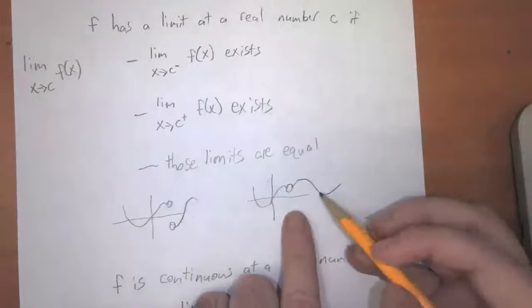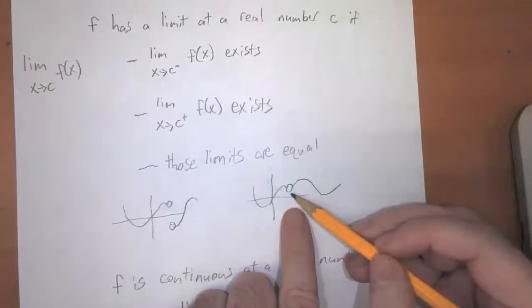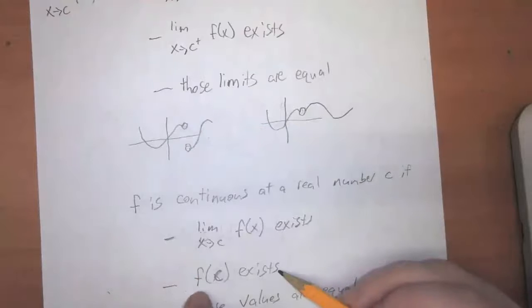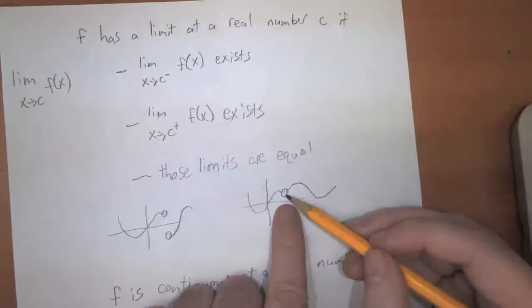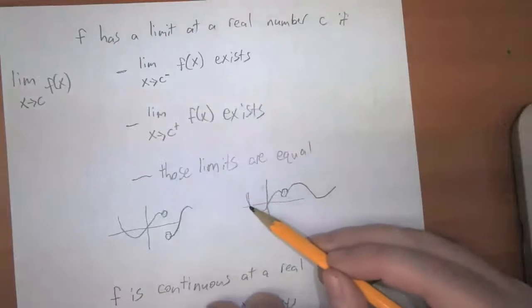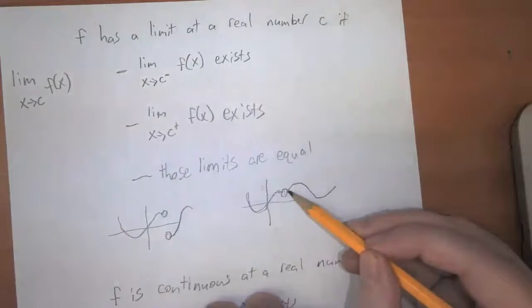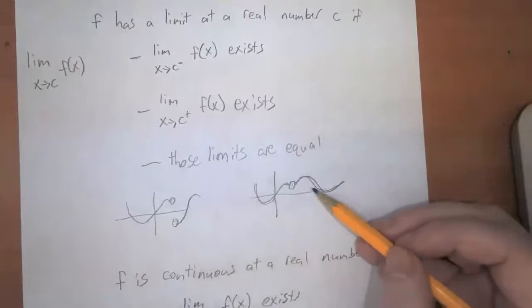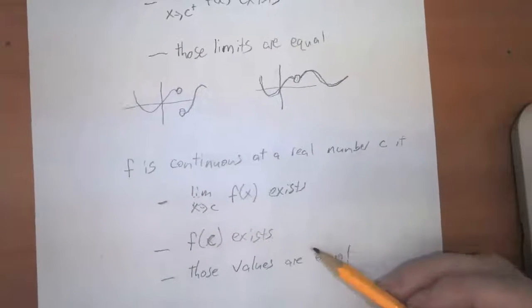Our case two is this function right here. Even though there is a limit, so this matches our first definition, it doesn't match our second definition because the function isn't defined here. We've got an open circle. So when we're drawing this function, we have to skip over it. So I'm picking up my pencil to do that. So this is a function that fails condition 2.